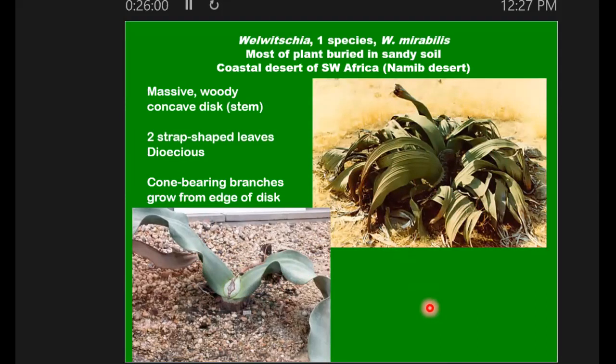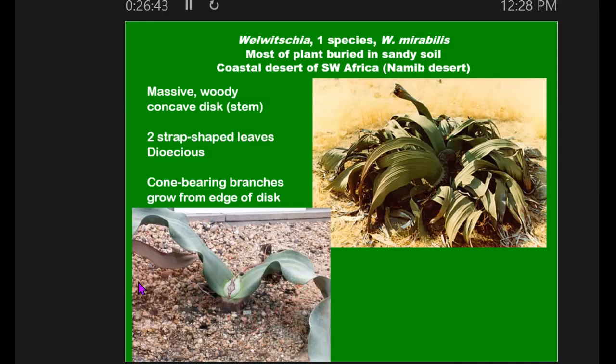So as far as I know, the Namib Desert might be the only place that they're left. I'd have to double check that. But the Namib Desert is far south of Africa. Extreme heat, extreme drought. So most of their body is essentially buried in soil, and it's just the leaves that will be up on the surface. And they will send off the cone tissue off the edge of the stem. There's a little bit of the stem protruding out of the soil or the sand. And so they'll send off the branches that will have the cones right there.